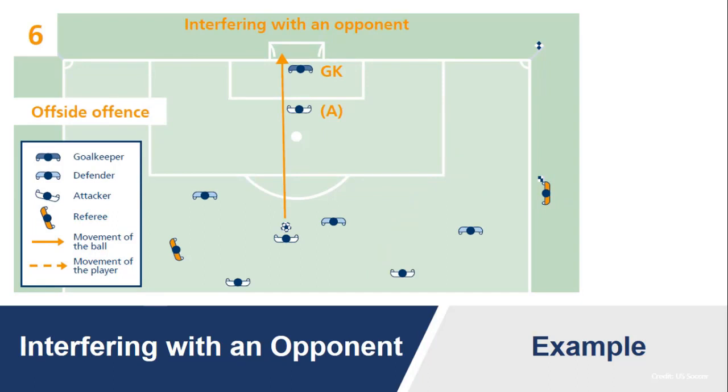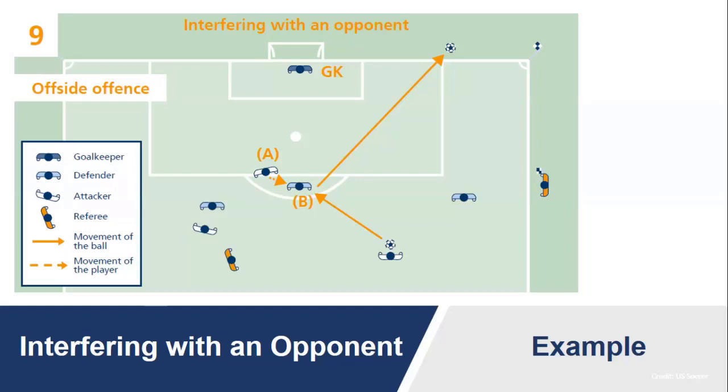So then we move on to interfering with an opponent. Before you hit interfering with play, that's the touch, that's the play of the ball. Here is where you are possibly interfering via blocking the line of sight, like what you have in this particular slide. So player A, standing right in front of the goalkeeper, teammate shoots the ball. Is that goalkeeper going to be able to see that ball in time to be able to make that play? In this case, no. So we would raise the flag for offside.